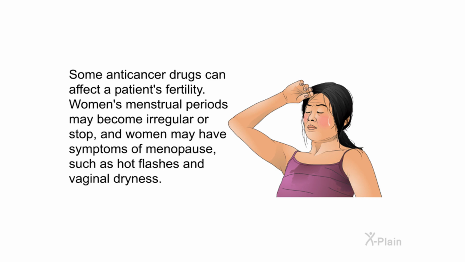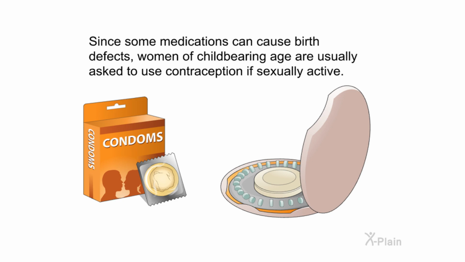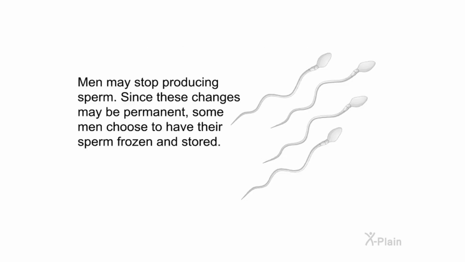Some anti-cancer drugs can affect a patient's fertility. Women's menstrual periods may become irregular or stop, and women may have symptoms of menopause, such as hot flashes and vaginal dryness. Since some medications can cause birth defects, women of childbearing age are usually asked to use contraception if sexually active. Men may stop producing sperm. Since these changes may be permanent, some men choose to have their sperm frozen and stored.